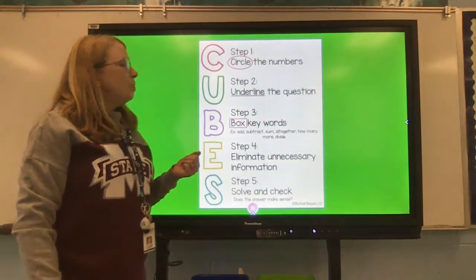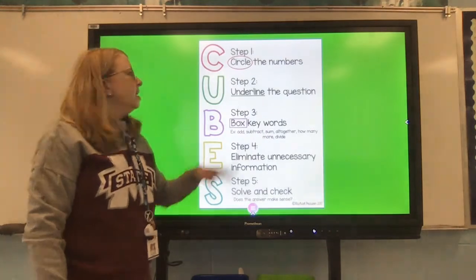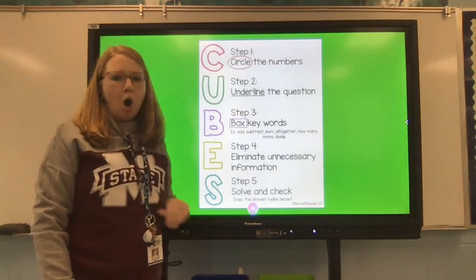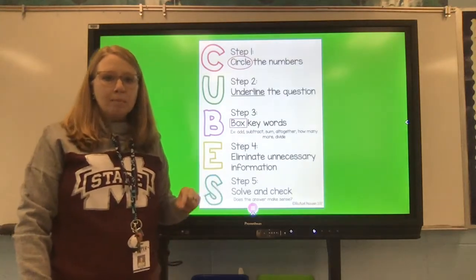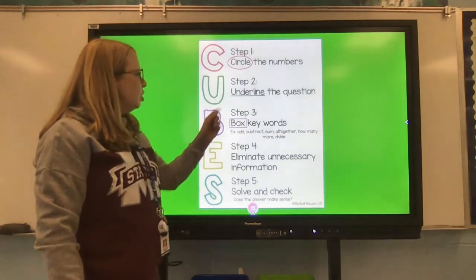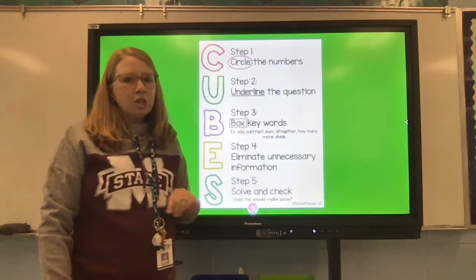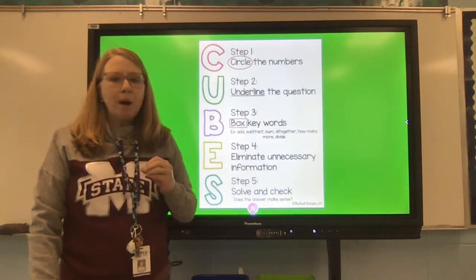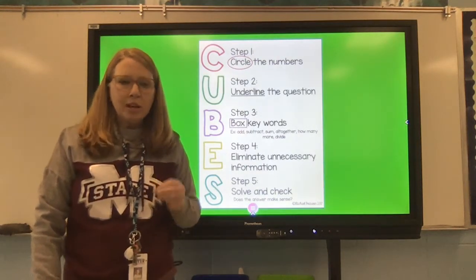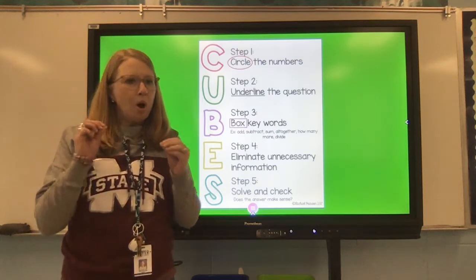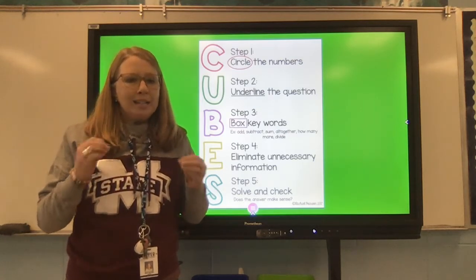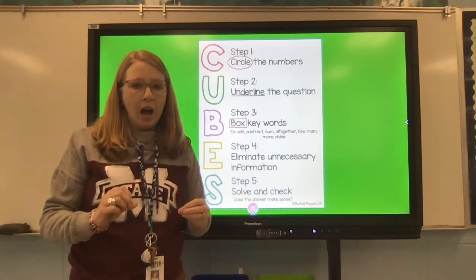First of all, we're going to start with step one, which is C. C tells me to circle all the numbers. I want to have those circled so that I can see what numbers I'm looking at. Number two, underline the question. That right there is probably one of the most important things you can do, is to underline the question and really pause and think, what is this problem asking me to find?